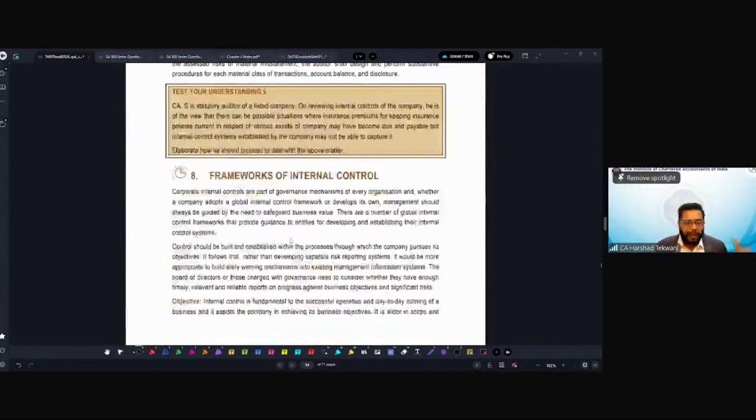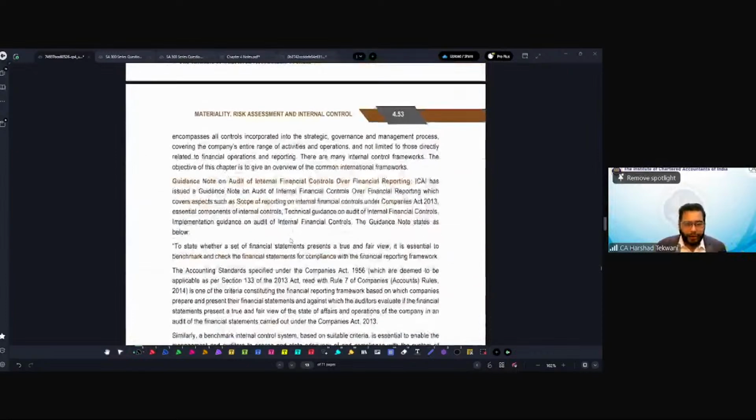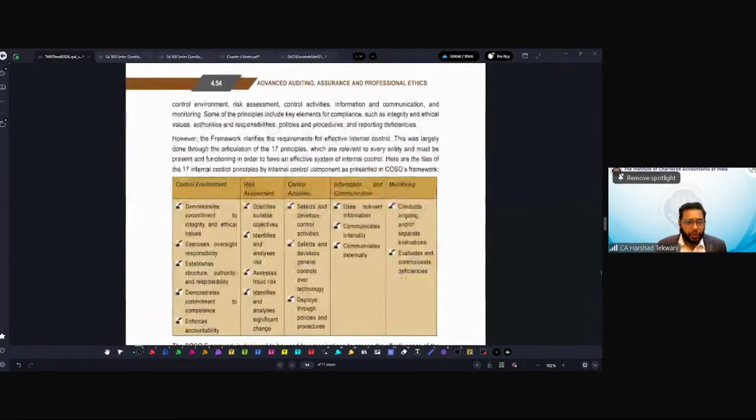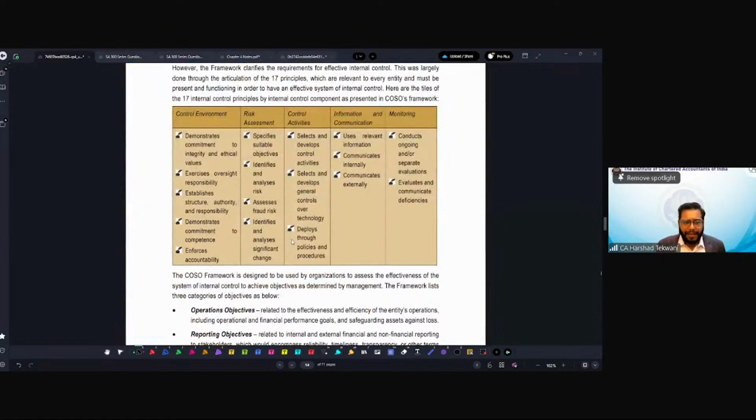Again, that is the framework of internal control. We will discuss the guidance note on internal financial controls over financial reporting. We discussed the responsibility under section 143(3)(i). There is a guidance note also that we will discuss in the subsequent session. COSO framework, again, the same part that we discussed.